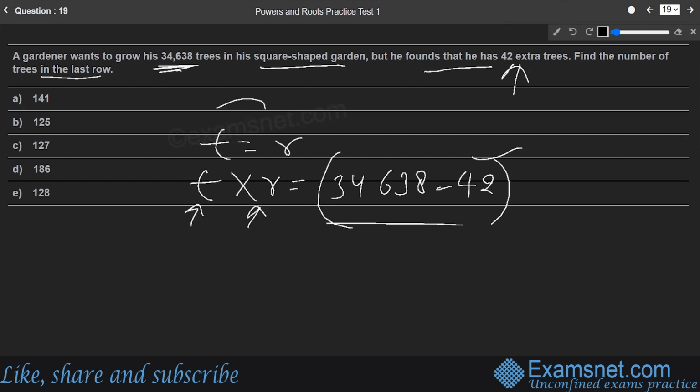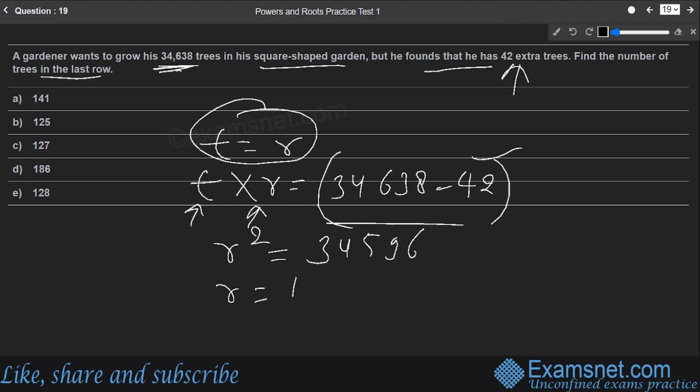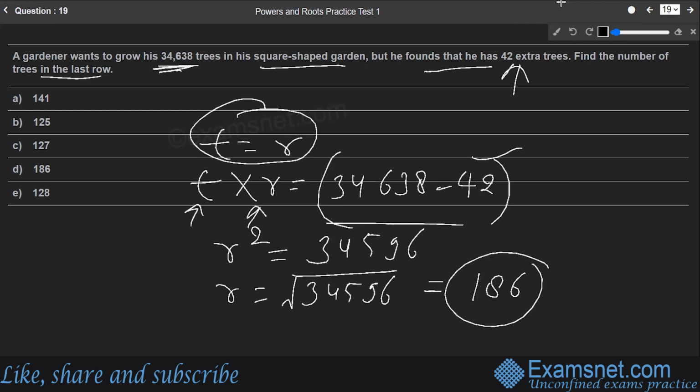Here the trees are equal to rows, so we can clearly write r square. R square is equal to 34638 minus 42, which is nothing but 34596. What should be the r value then? Under root of this 34596. So we have to find the under root of this bigger term 34596. This can be done by prime factorization as well. If you do that, you're going to get the final answer as 186. So the number of rows or the number of trees in the last row is nothing but 186, which is the right answer finally.